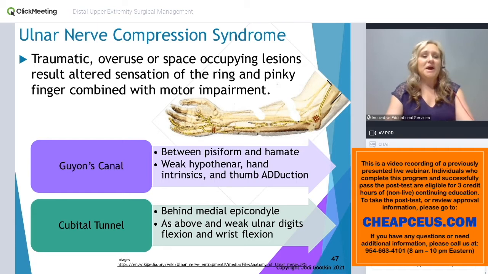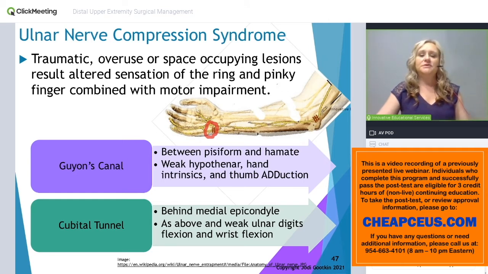Moving on to ulnar nerve compression syndrome. This can occur at a couple of different locations. One is Guyon's Canal, here in the area between the pisiform and the hamate. If a patient has compression of the ulnar nerve in that area, we are going to see weakness in the hypothenar muscles, the hand intrinsics, and gripping type activities.